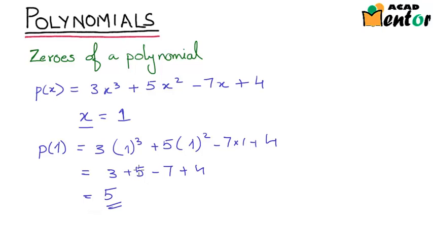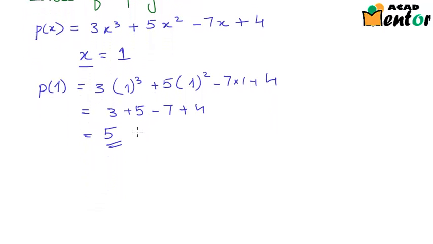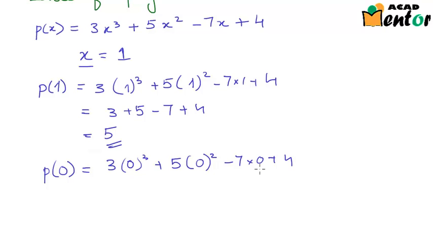Let's see what the value of this polynomial would be at 0. When x is replaced by 0, we have p of 0 as 3 into 0 cube plus 5 times 0 square minus 7 into 0 plus 4. The first 3 terms would be 0 and we would be left with just 4. So p of 0 is 4.